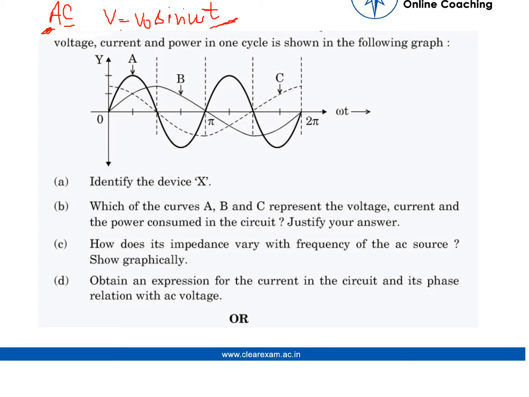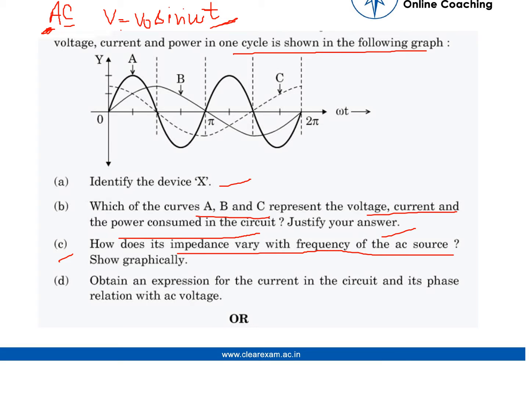And voltage, current, and power in one cycle is shown in the following graph. Now we have to identify the device X, and part B is which of the curves A, B, C represent the voltage, current, and the power consumed in the circuit. Justify your answer. And part C is how does its impedance vary with the frequency of the AC source? Show graphically. And part D is you have to obtain an expression for the current in the circuit and its phase relation with the AC voltage.